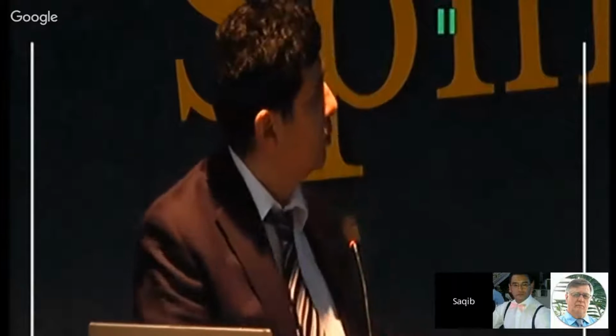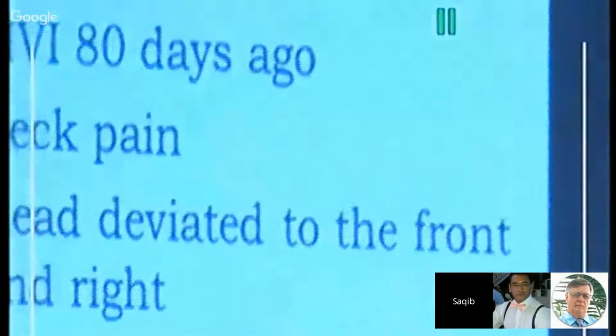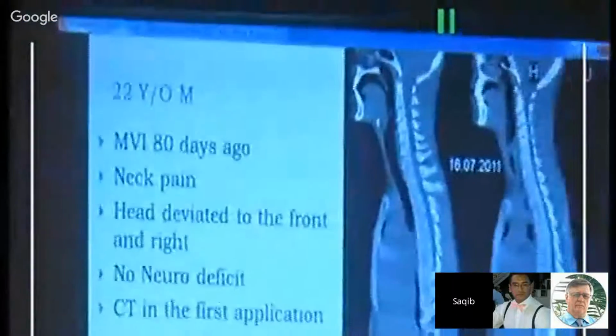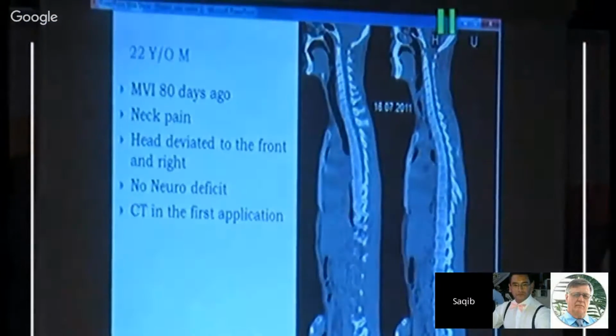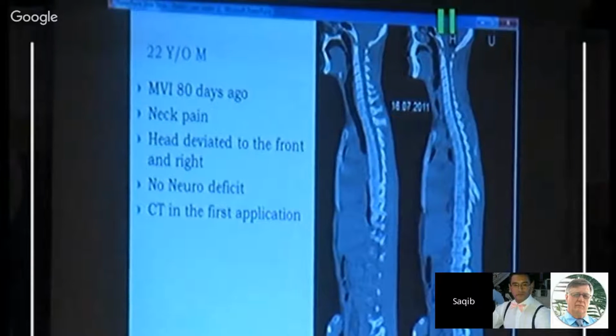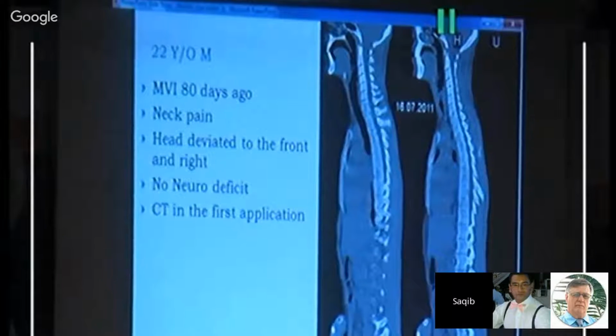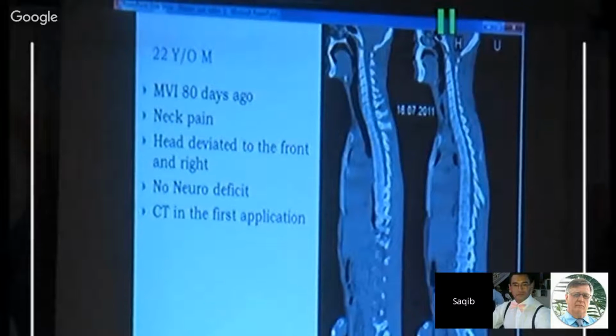This case is a 22-year-old young man. He was admitted to hospital after a motor vehicle injury 80 days ago, to other hospitals, with only neck pain and head deviated to the front and the right. There was no neurologic deficit, and the CT at the first application was as shown here. When you look here, it seems there is no malalignment.